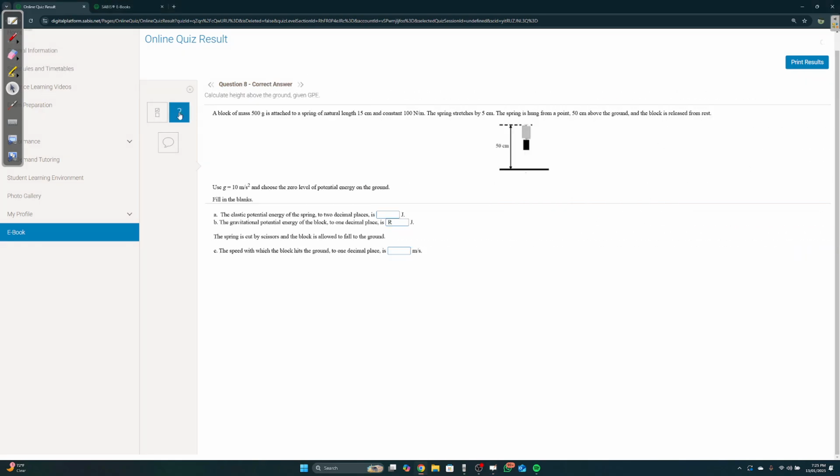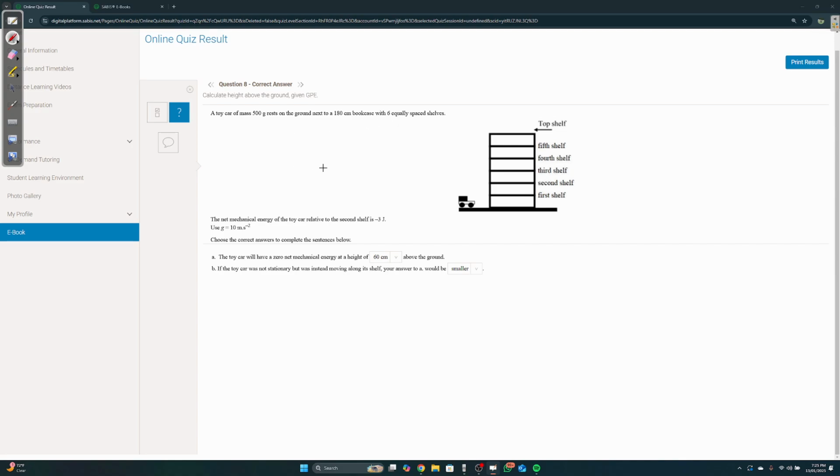Question 8. A toy car of mass 500 grams rests on the ground next to a 180 centimeter bookcase with 6 equally spaced shelves. 180 divided by 6 shelves, so each one should be 30. The net mechanical energy of the toy car relative to the second shelf is negative 3 joules, which confirms that the car is below it, right? g equals 10 meters per second squared.